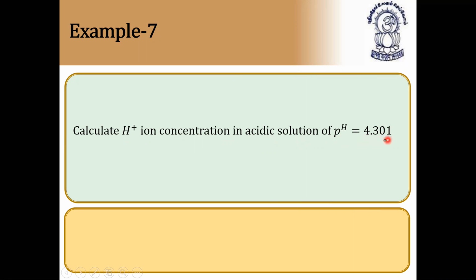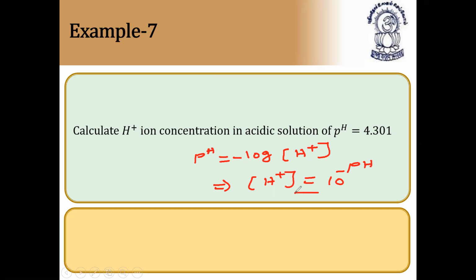Next, calculate H plus ion concentration in an acidic solution of pH is equal to 4.301. Since they have given pH is equal to 4.301, and we need the H plus concentration, pH is equal to minus log of H plus concentration. So this implies H plus concentration is equal to 10 to the power of minus pH.